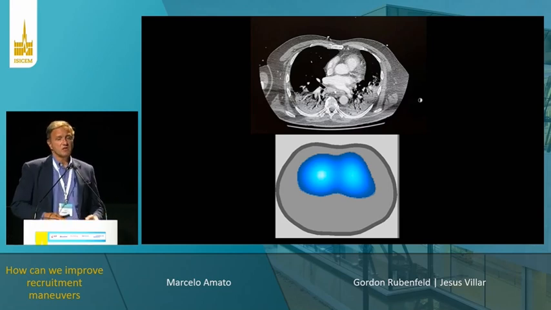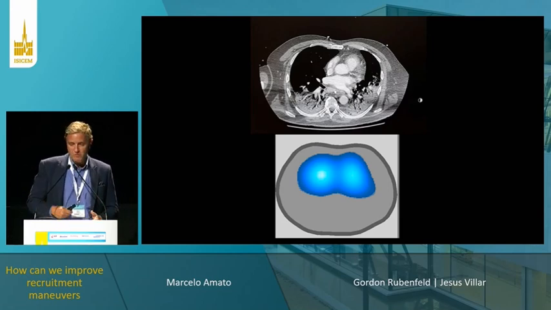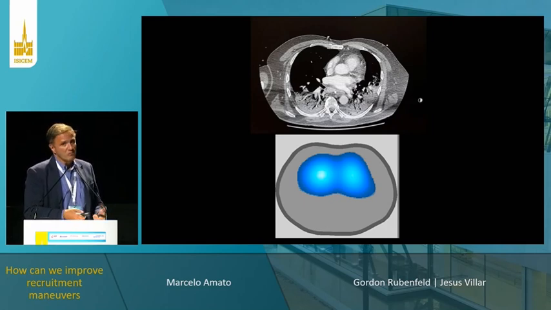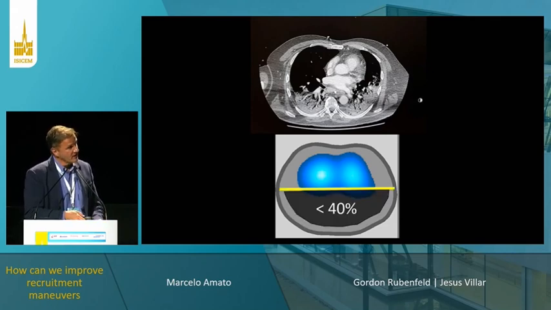So this image now, after tons of data, is almost the diagnostic of dorsal atelectasis. And this is very useful at the bedside, because if you see a patient like this, in which you have less than 40% ventilation, this is a signal that this patient maybe should be submitted to a recruiting maneuver.